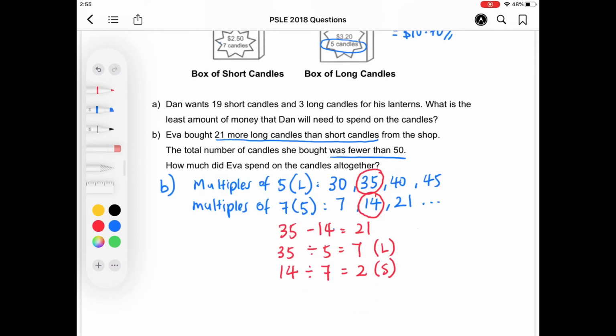So now we can find the total amount spent on the candles by taking 7 boxes of long candles times $3.20 plus 2 boxes of short candles times $2.50, and that will give you $27.40 as the answer for part B.